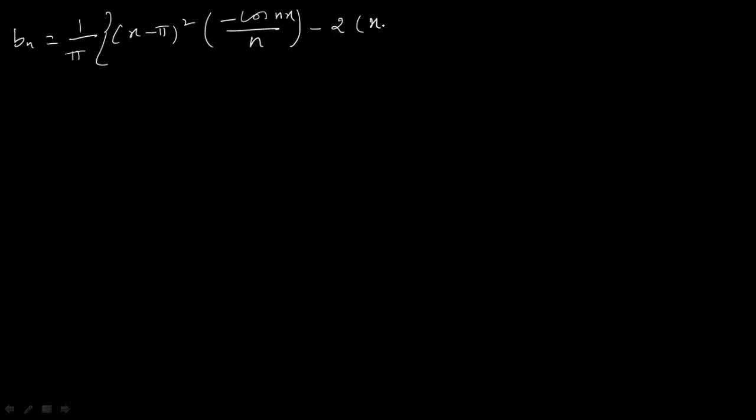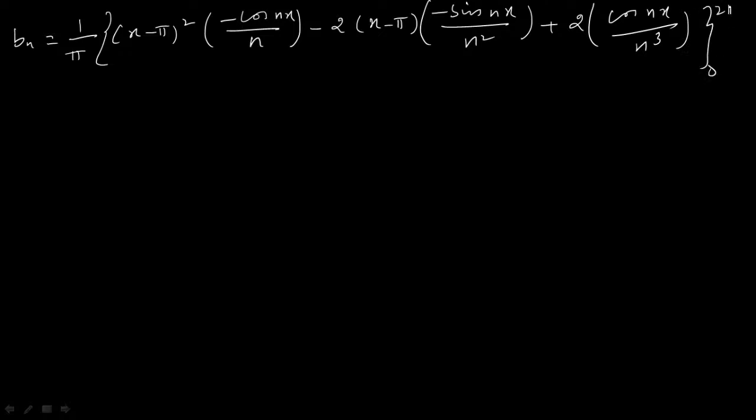Okay, so your bn is equal to 1 by pi of u is x minus pi the whole square, and v1 is minus cos nx by n, minus u dash is twice x minus pi, v2 is minus sin nx by n square, plus u double dash is 2 and v3 is cos nx divided by n cube, with the limit from 0 to 2 pi.